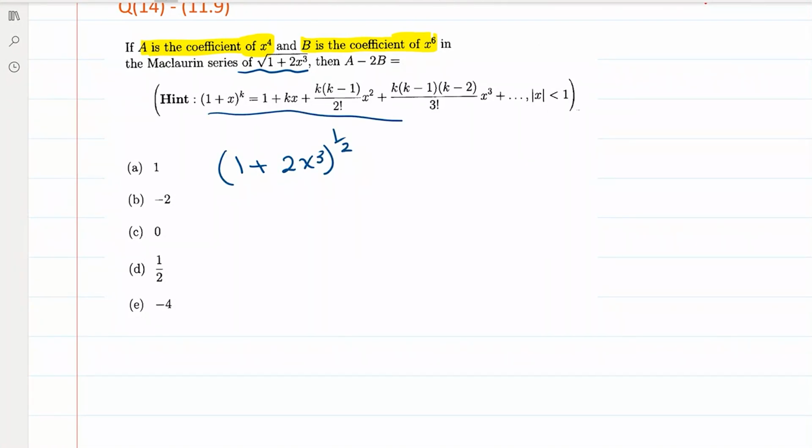And in the question, he already gave you this. So what is k now? K, in my case, is half. And x will be all of this. If I follow the rule here, it will be 1 plus k times x. And x in my case is just 2x cubed, right?